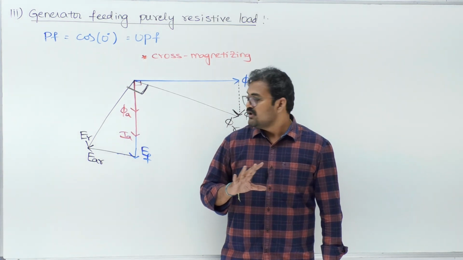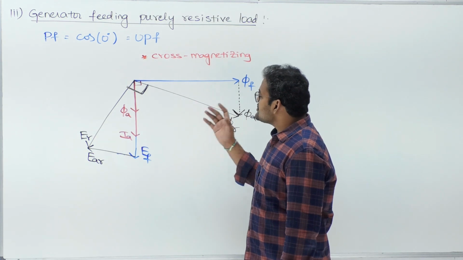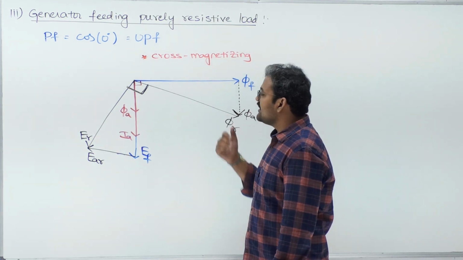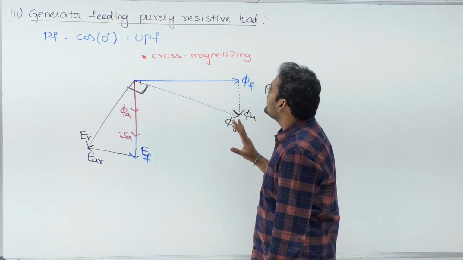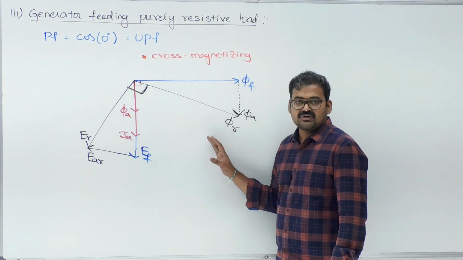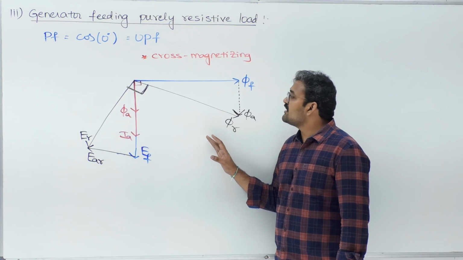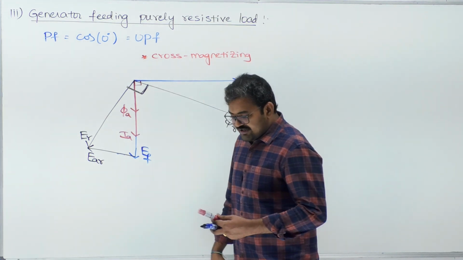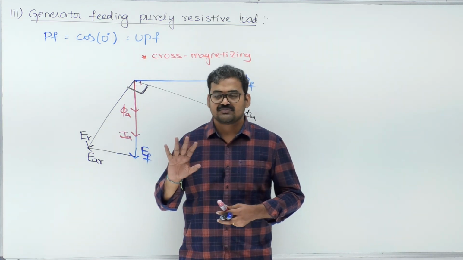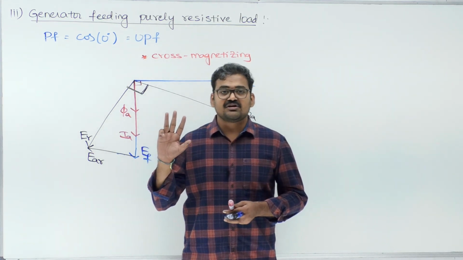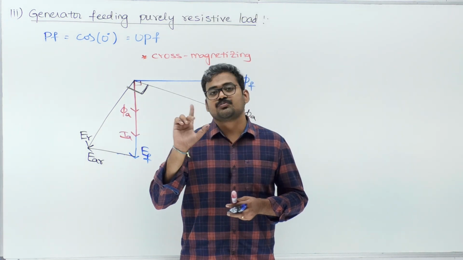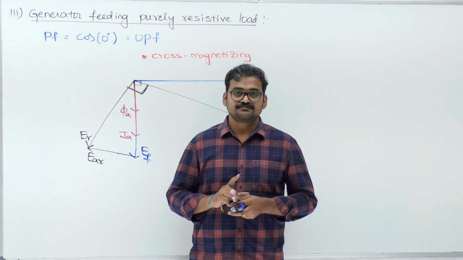It is just cross magnetizing effect. Understand? Okay. So there are certain definitions for angles. I would like to represent those angles a little later. This is for purely resistive load. Neither magnetizing nor demagnetizing. It is purely cross magnetizing. So we discussed three cases so far. Purely lagging power factor load, purely leading power factor load, and purely resistive, unity power factor load.